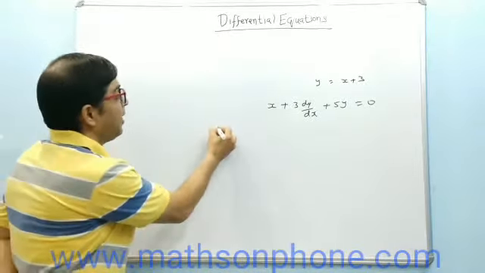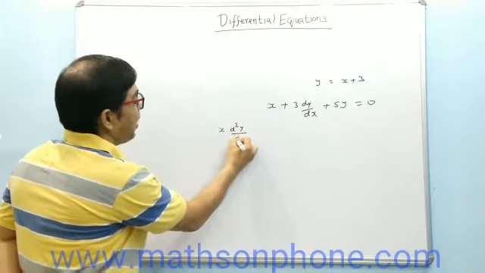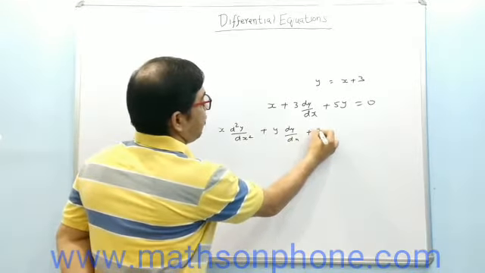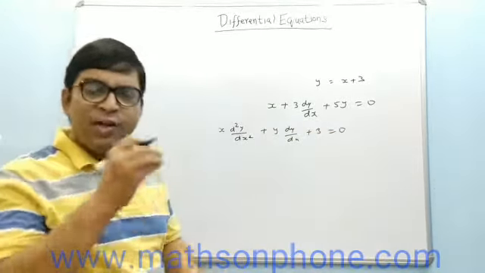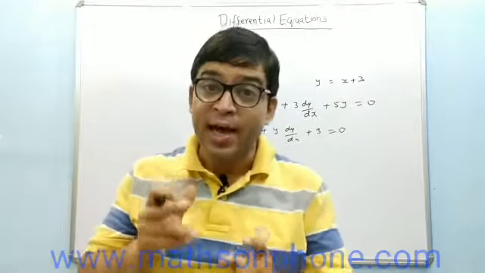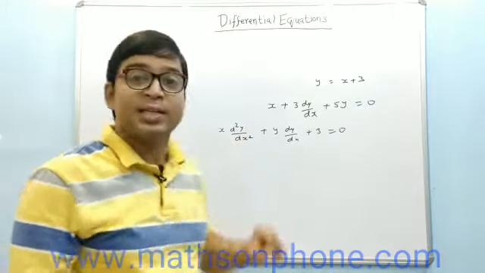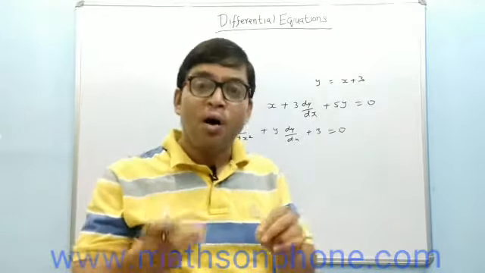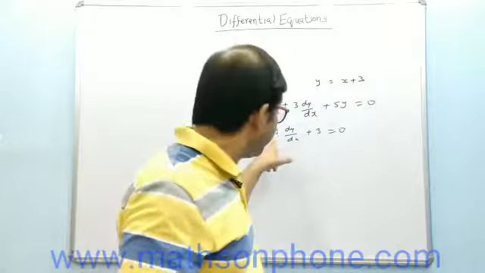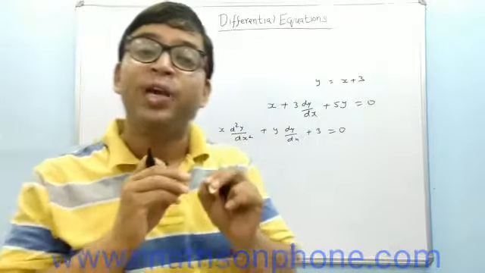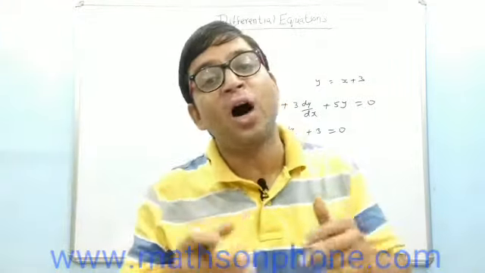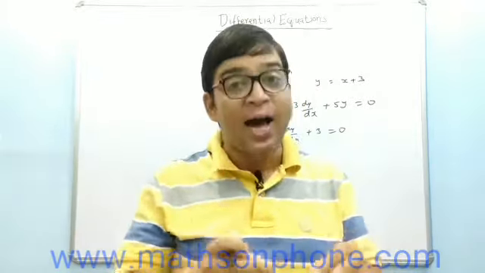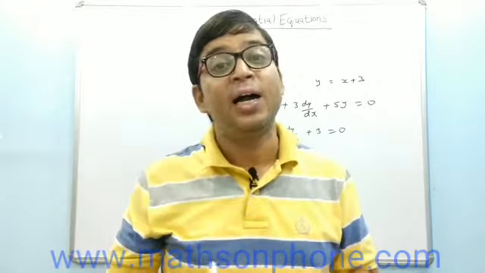See, if I am writing x d square y by dx square plus y dy by dx plus 3 is equal to 0, can you tell me the highest derivative present here? Yes, the highest derivative is this, the second order derivative. So the order of the differential equation is 2 here. So we can easily identify that the order of the differential equation is the highest derivative present in it.